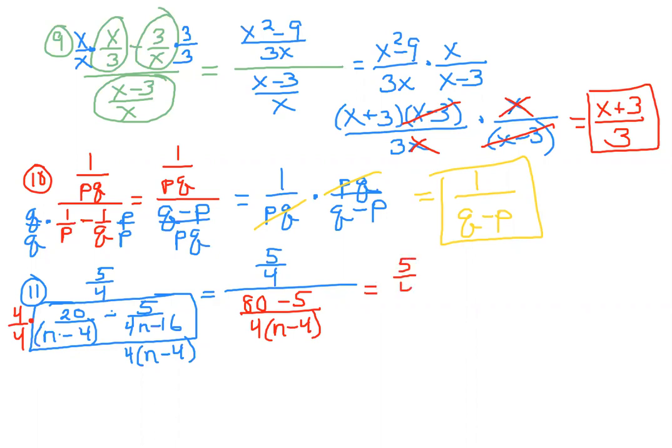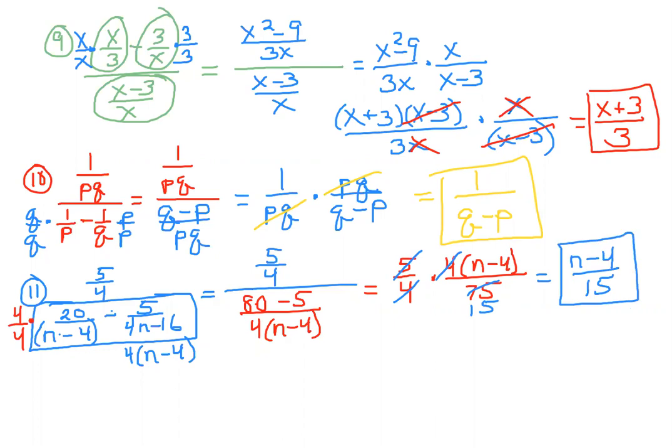So this is going to be 5/4 times, now take the reciprocal, 4 times n minus 4, and 80 minus 5 is 75. And then we got to see what we can cancel. We can cancel the 4s, and 5 goes into there 15 times. And our answer is n minus 4 over 15. And that's our answer.